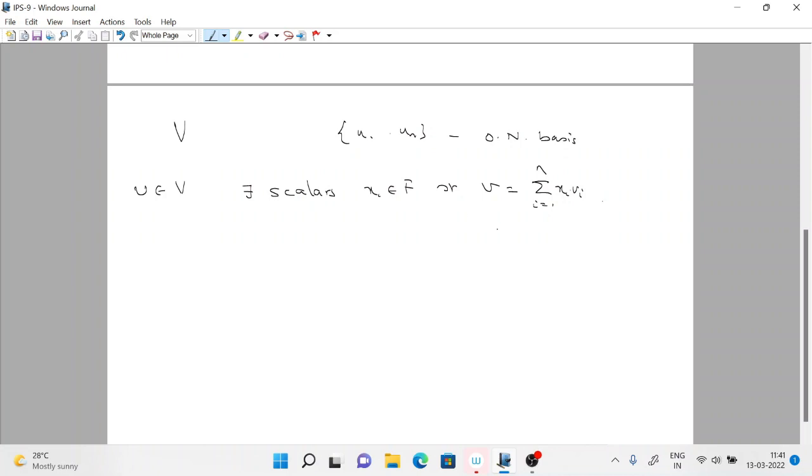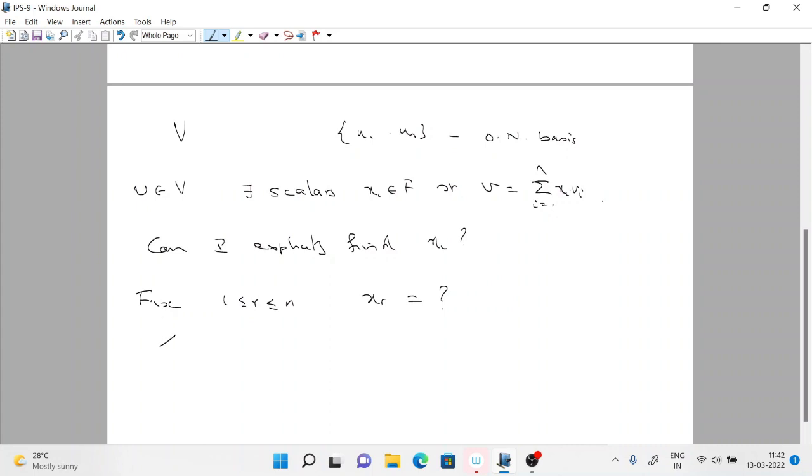So my question is, can I explicitly find xi? So fix r, and can I find xr? That means in this expression v equals summation i equal to 1 to n of xi ui, I just want to find out the coefficient of ur, namely xr. Now how do I do that? One way is to kill all other xi when i is not equal to r and retain only xr. Now you know how to do that.